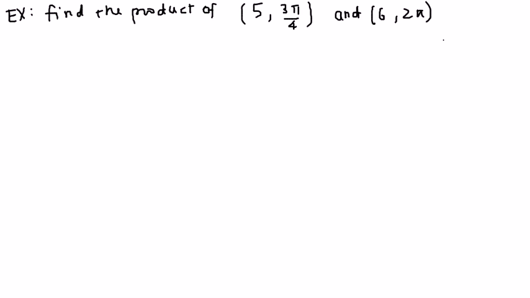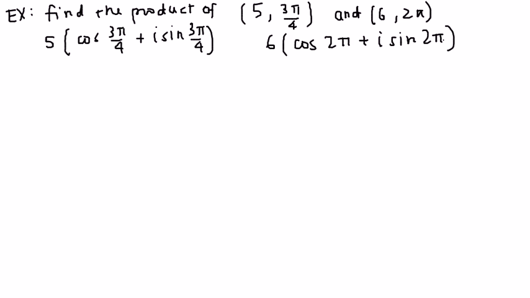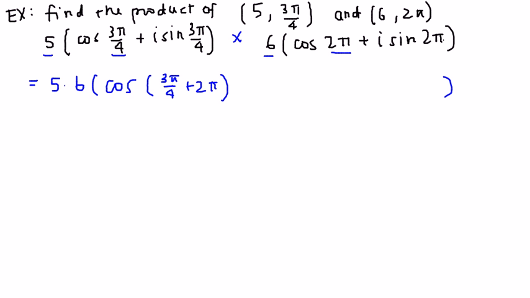We're asked to find a product between these two points. First thing we should do is rewrite these polar coordinates into the polar form with the cosine and sine. So I've rewritten the first point as 5 times cosine 3 pi over 4 plus i sine 3 pi over 4. And then I've rewritten the second point as 6 times cosine 2 pi plus i sine of 2 pi. And remember, we're asked to find the product of these things. So to take the product of this, I take the product of the radii, which is 5 times 6. Then I take cosine of the sum of the two angles, so 3 pi over 4 plus 2 pi, and then plus i sine of 3 pi over 4 plus 2 pi.